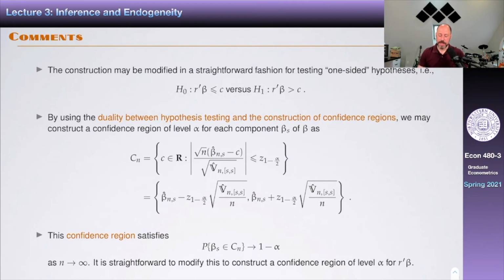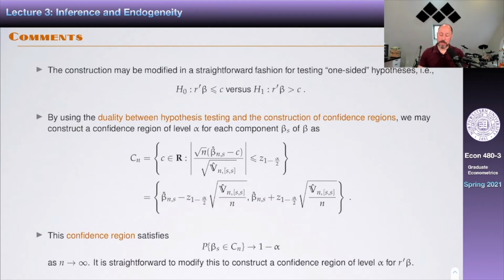The construction may be modified in a straightforward fashion for testing one-sided hypotheses. Sometimes you don't want to test that it's equal to zero, or equal to c or whatever; in many contexts you just want one-sided cases. So you just change the test statistic: instead of using the absolute value, just remove the absolute value. Then you reject if the test statistic is greater than the 1 minus alpha quantile. I'm not going to go through that; I'm assuming it is straightforward.